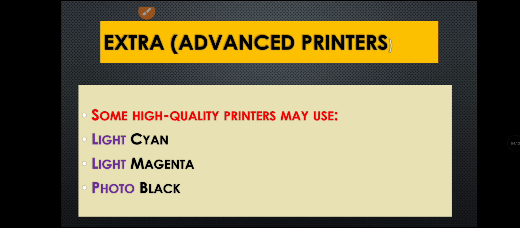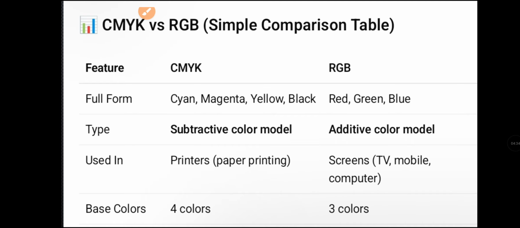Advanced printers use different strategies. That is, some high quality printers may use light cyan, light magenta, and photo black. I'm talking about high quality printers. They use advanced colors called light cyan, light magenta, photo black. These are the advanced colors, used only and only by high quality printers.